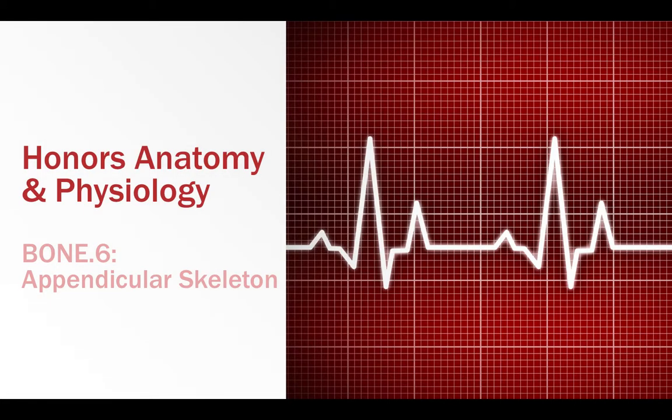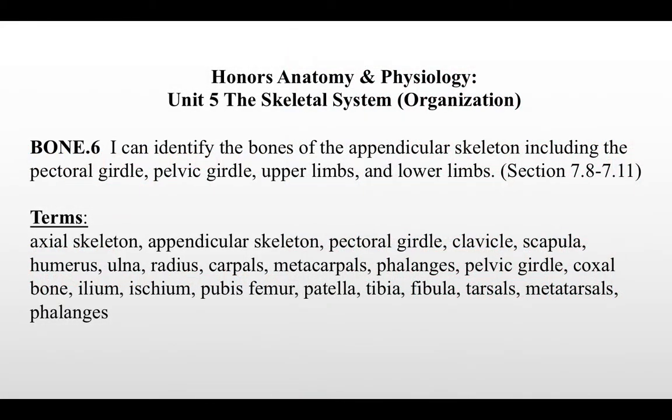For the BONE.6 standard, we'll be covering the appendicular skeleton this time. The standard reads, I can identify the bones of the appendicular skeleton, including the pectoral girdle, pelvic girdle, upper limbs, and lower limbs. These bones are covered in sections 7.8 through 7.11 in your textbook.